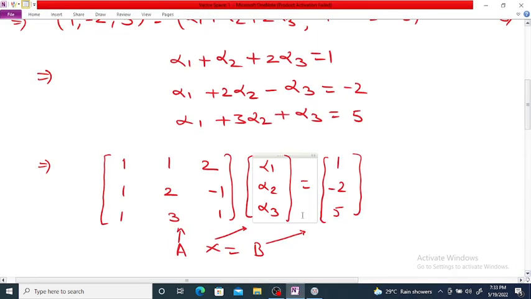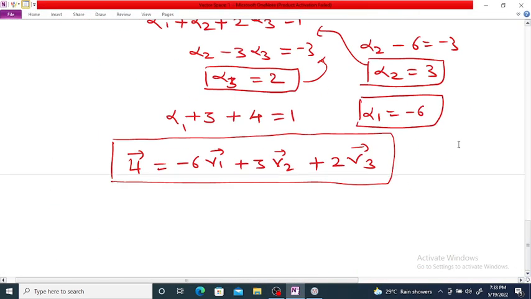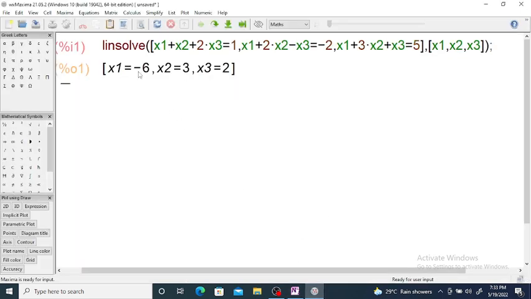So you can check the values of alpha 1, alpha 2. Alpha 1 is minus 6, alpha 2 is 3, alpha 3 is 2. So minus 6, 3, 2, we obtain the same solution here by using Maxima. It is minus 6, 3, 2.